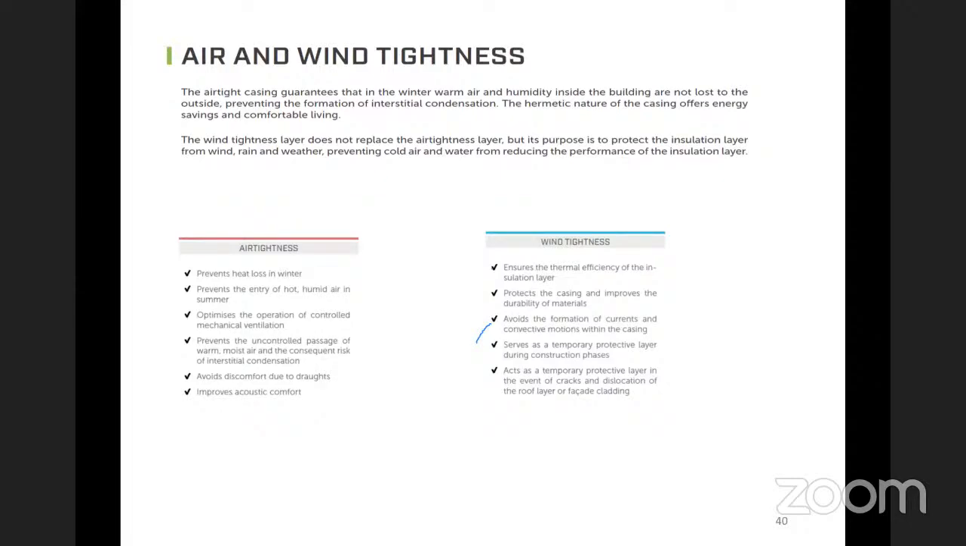And when you talk about wind tightness, this is basically used to protect the insulation and the casing. So there are two different profiles if you want to detail in this case. The difference, I will not go back much to it. I will share the slide, so at least you go through it and then you also understand on your own.